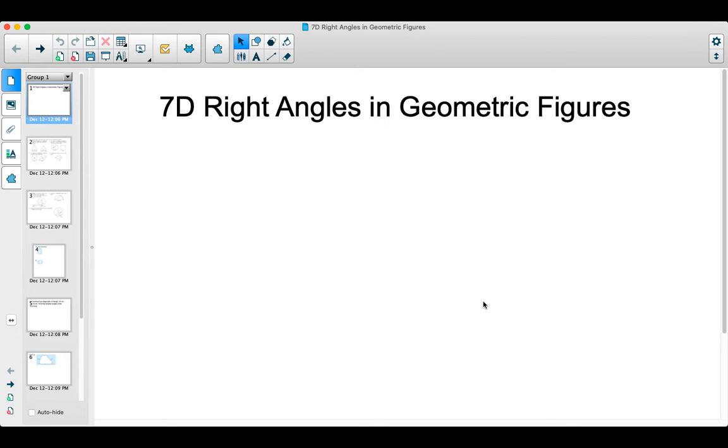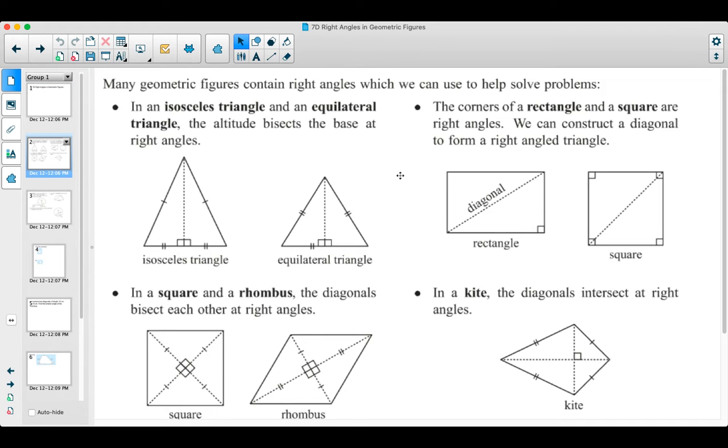Okay, this lesson is going to be on right angles within geometric figures, which is section 7D in our textbook. So we have to remember that within geofigures, we can have right angles. Here are some examples, like you can have an isosceles or an equilateral triangle. The height of those triangles can form a right angle with the base, and so then you can use right triangle trig to answer questions.